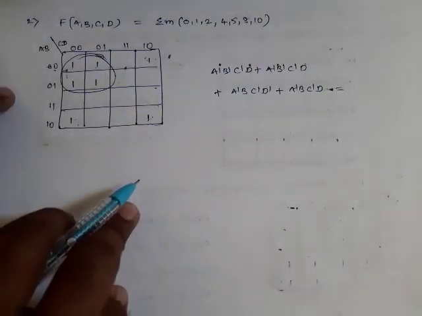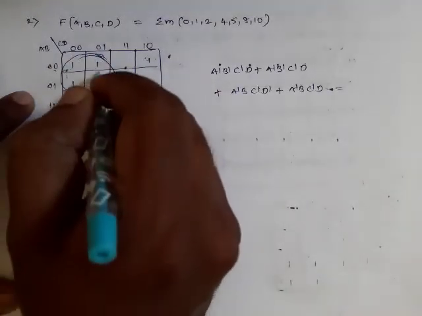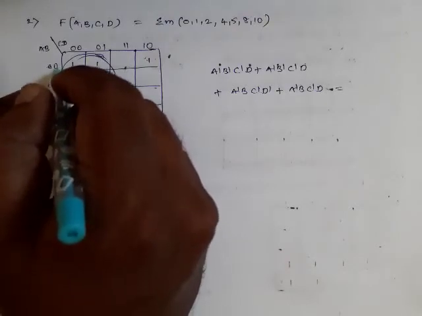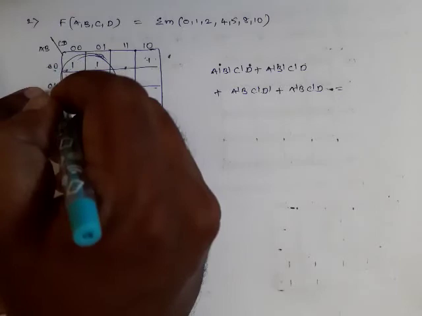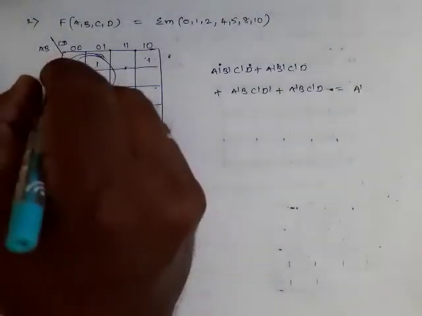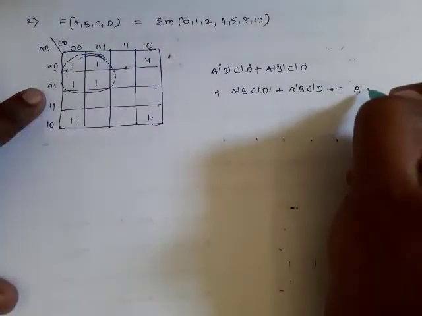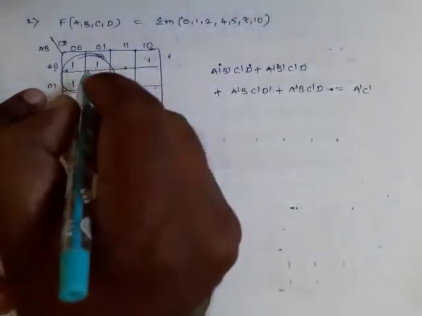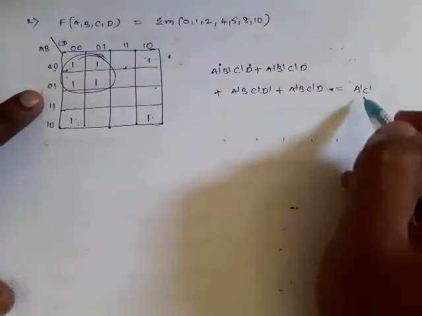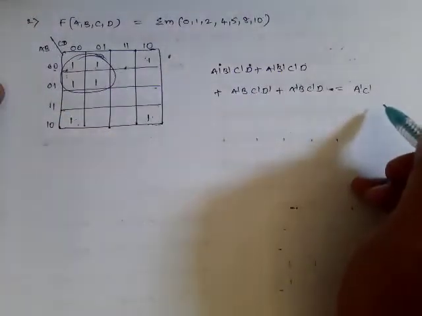So what is the term generated by this loop? When you see over this entire loop of 4 ones, what are the variables that are changing, that you eliminate. So B is changing from 0 to 1, but A remains at 0. So it is written as A bar in the product. Since B is changing, B is eliminated, and go to the columns. C remains at 0, so it is written as C bar. D changes from 0 to 1, so it will get eliminated. So the product term generated by this loop is A bar dot C bar.